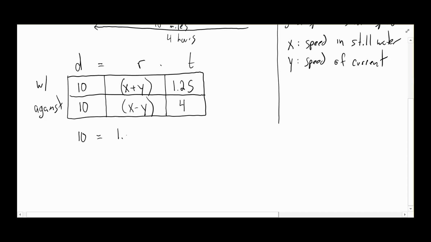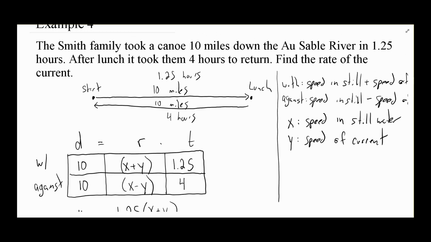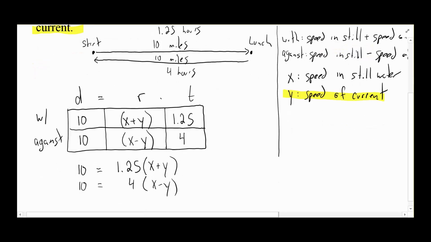And this then gives us two equations. 10 equals 1.25 times x plus y, and 10 equals 4 times x minus y. We need to solve this system of linear equations in order to get our answer. Now, here's the nifty thing. We don't actually need to solve the entire system. We're being asked to find the rate of the current. That's our y value. We're really just being asked what's y.